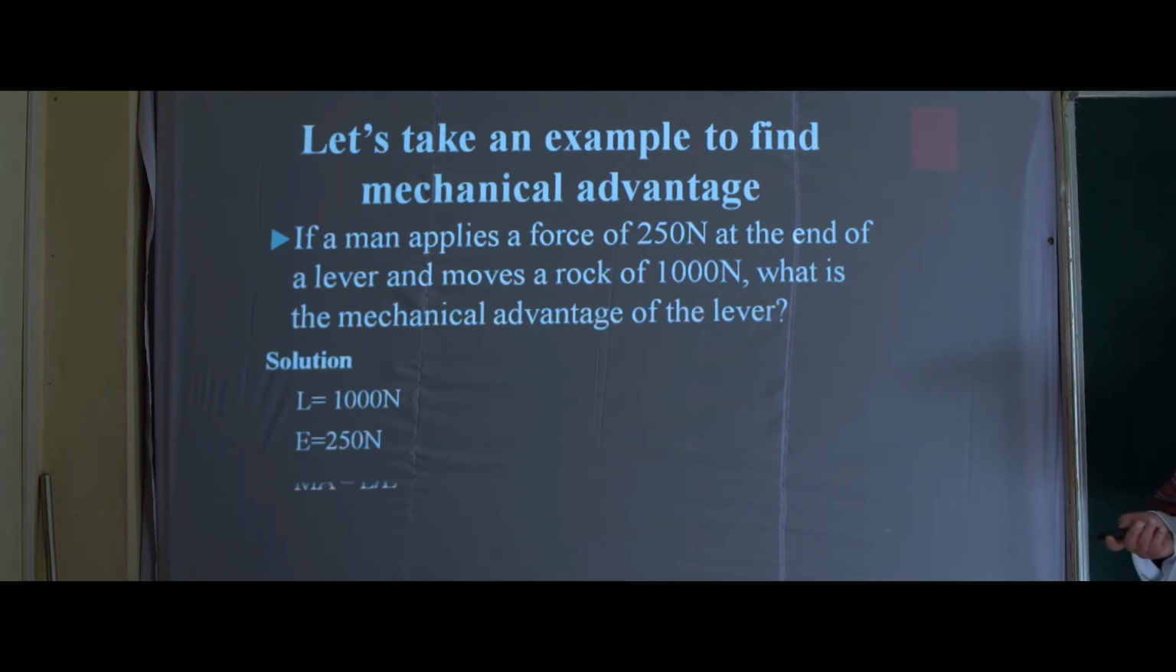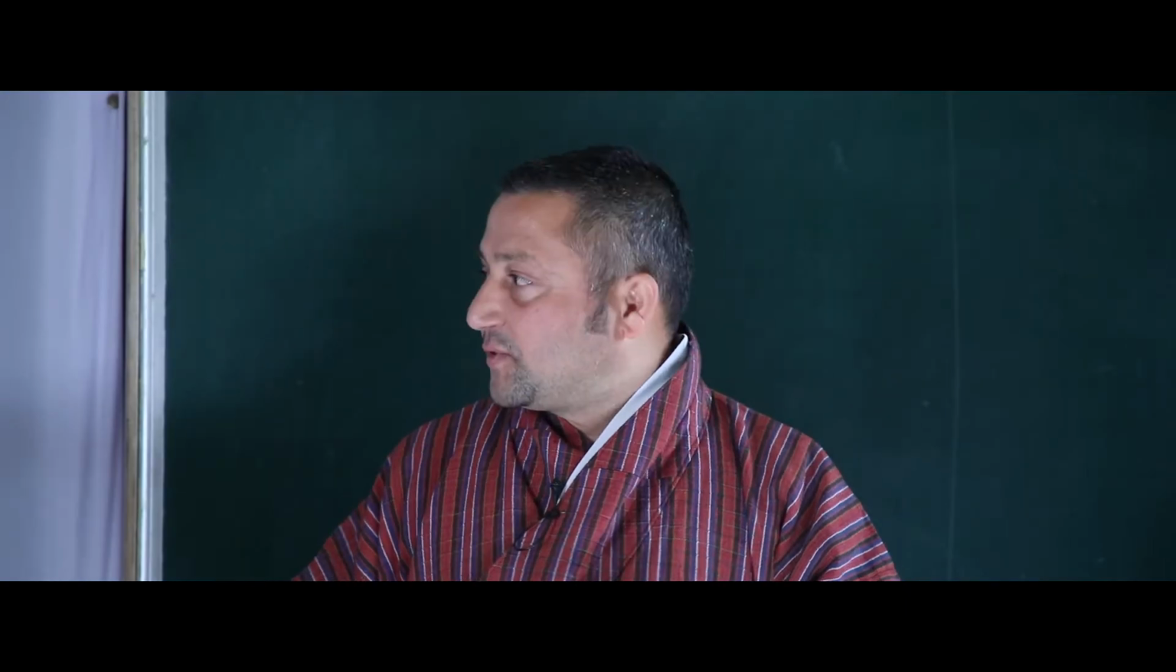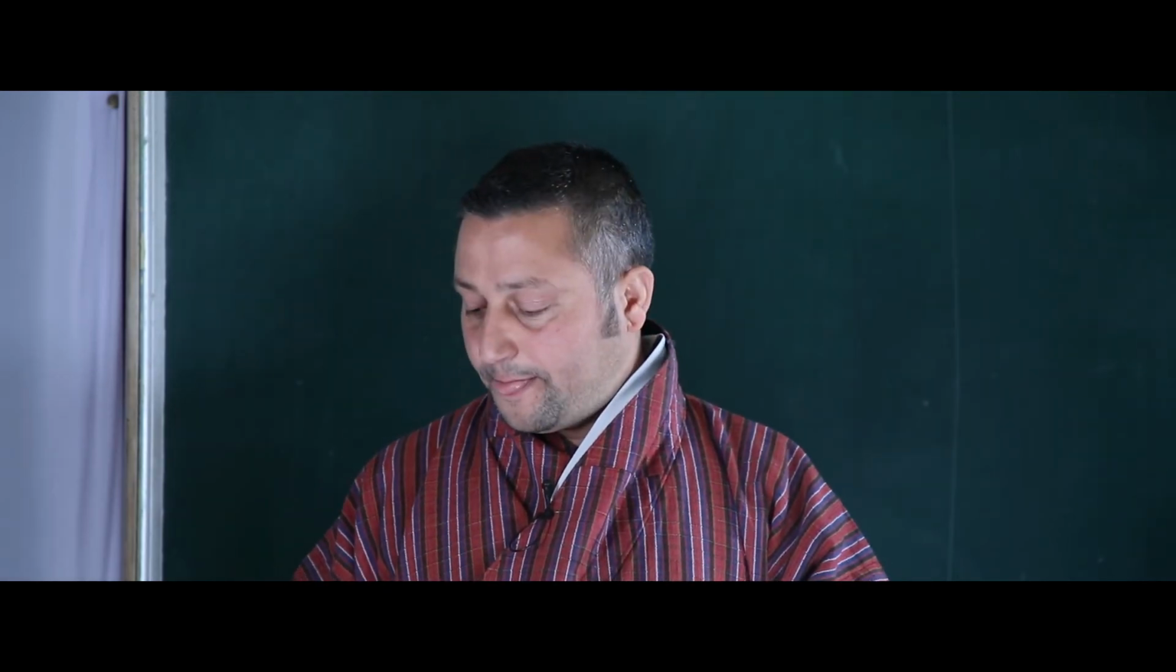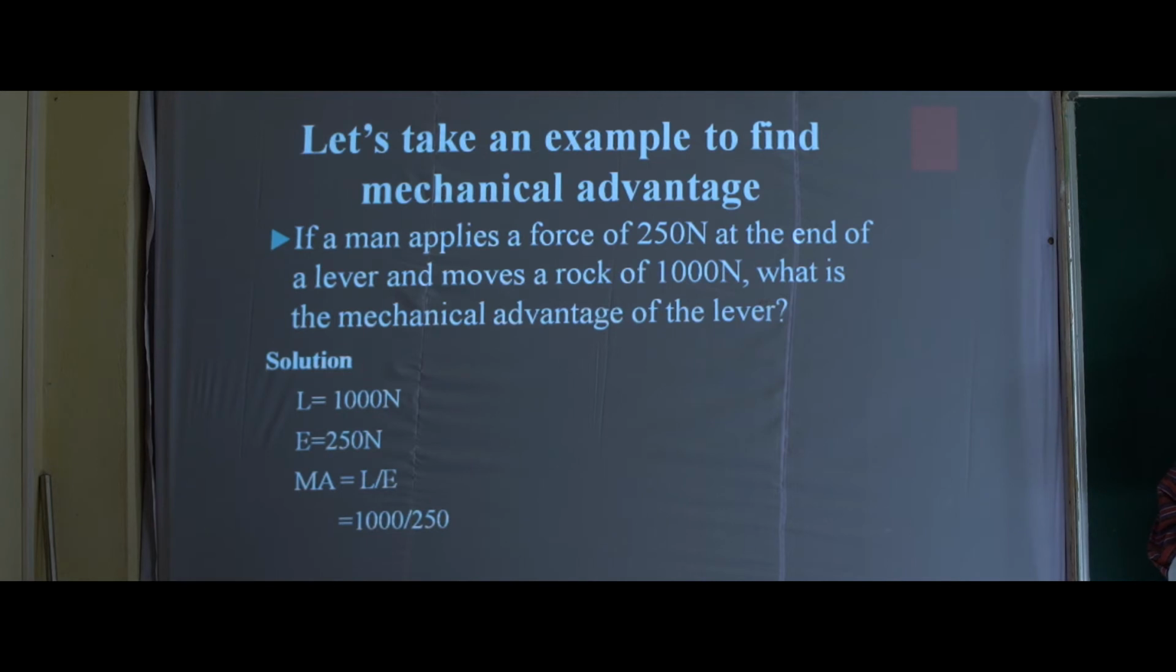Very easy. Now the third thing is we write down the formula. Mechanical advantage is equal to load over effort. Since load is given, since effort is given, we are going to use this formula. So 1000 divided by 250. Finally, we got the mechanical advantage as 4.